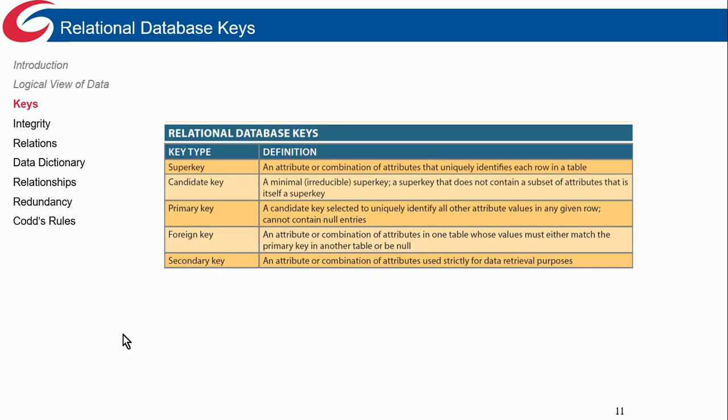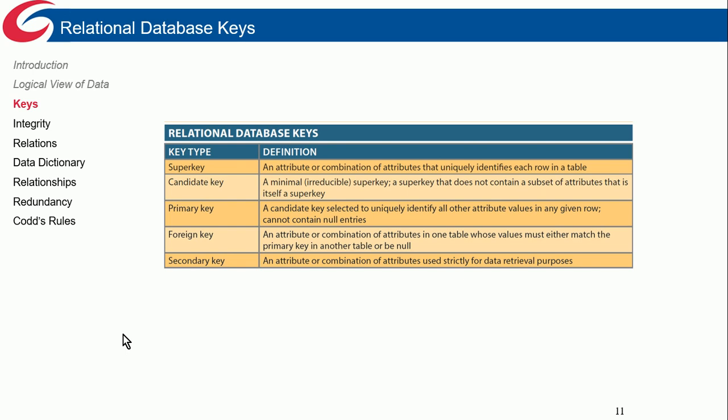So with keys, there are different types of keys. There's a super key, which is an attribute or combination of attributes that uniquely identifies each row in a table. Once you've identified the attributes that can uniquely identify the table, there may be more than one super key. So a candidate key is the minimal or irreducible super key, a super key that does not contain a subset of attributes that is itself a super key, so the least common denominator.